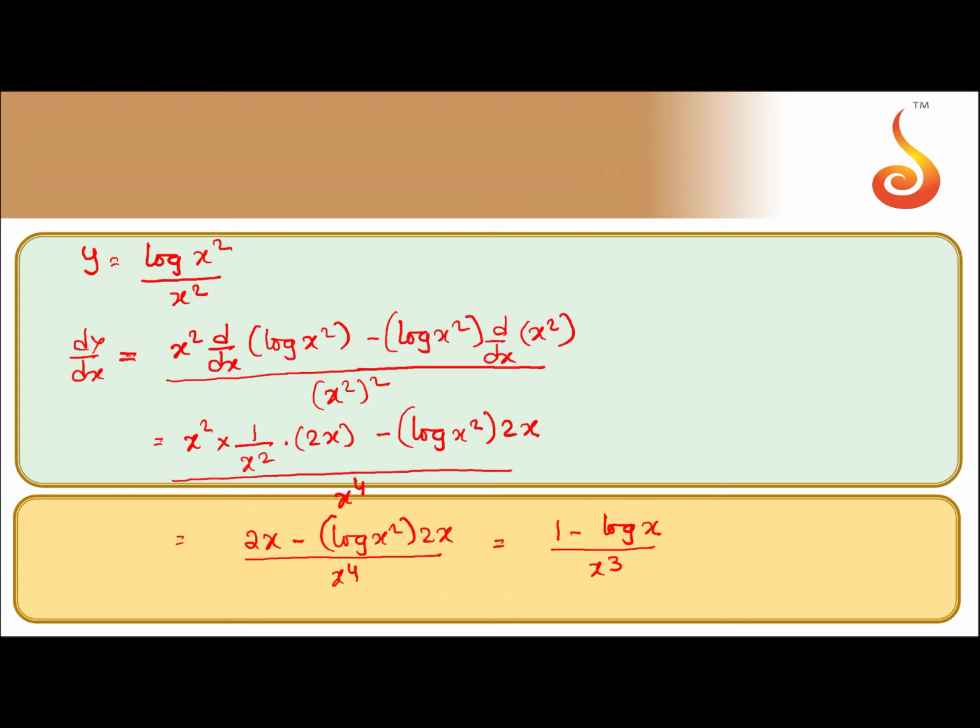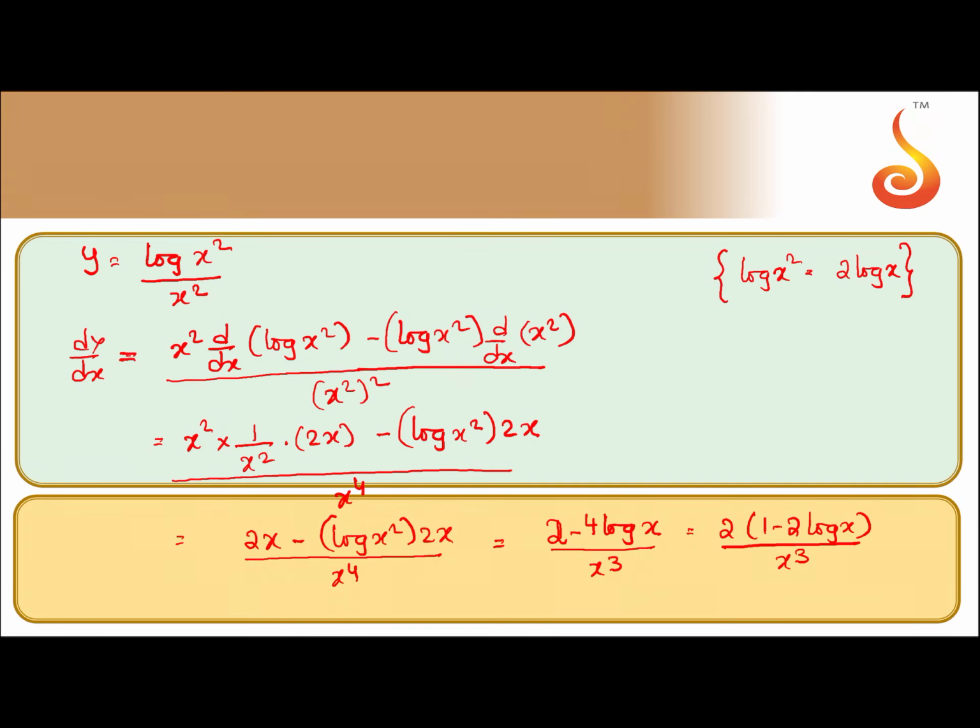Okay, so what we get here is 2x will be cancelled. You get 2 here and x will be cancelled. You get 4 log x. Why so? Log x squared, I'll write here. Log x squared can be written as 2 log x. So from that we get 2 minus 4 log x, or you can take 2 common, 1 minus 2 log x by x cube.